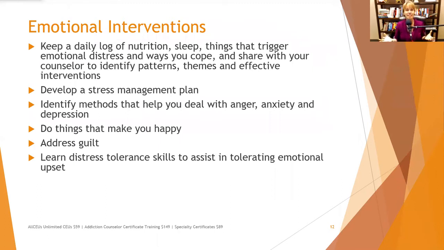So as a clinician, I take these logs and I help people look at them, try to identify patterns. And for women, also keep track of your hormone cycles to see if there is a correlation, because you also may have premenstrual dysphoric disorder. Develop a stress management plan. High levels of stress, anxiety, and anger exhaust the system, then you start feeling depressed. So if you manage stress, then you may prevent some of the depression. Identify methods that help you deal with anger, anxiety, and depression. Make a list. What helps you?